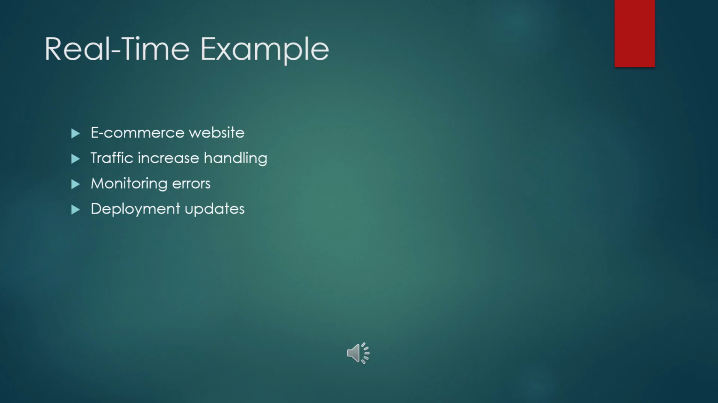Let's take a real-world example. Imagine an e-commerce website like Amazon. During a sale, traffic increases suddenly. A system administrator uses auto-scaling to add more servers. If something goes wrong, they use CloudWatch logs to debug errors. If a new version of the application needs to be deployed, they use CodePipeline. All these tasks can be done using the System Administrator Policy.